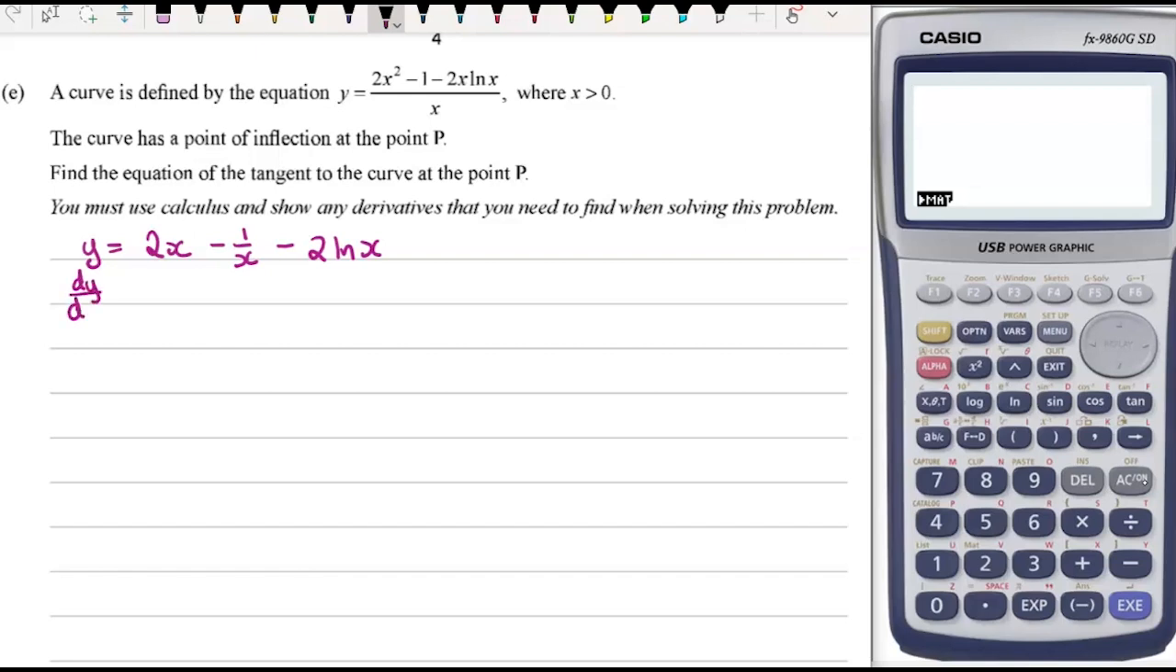Now, first derivative, we can do each of those terms. Rewrite this 1 over x as x to the minus 1, makes it a little easier to see. Now if we differentiate that, we get plus x to the minus 2, and then natural log differentiates into 1 over x. And that one actually I'm going to rewrite as 2x to the minus 1 because I know I've got to differentiate it again. So the second derivative now is going to be minus 2x to the minus 3 plus 2x to the minus 2. Now, a point of inflection happens when this is equal to 0.